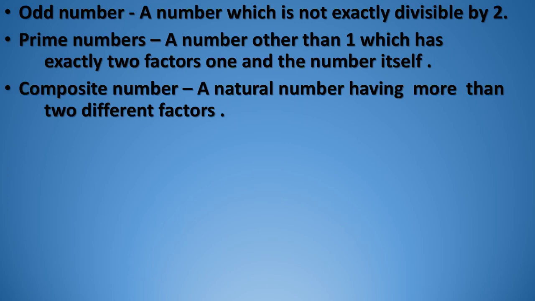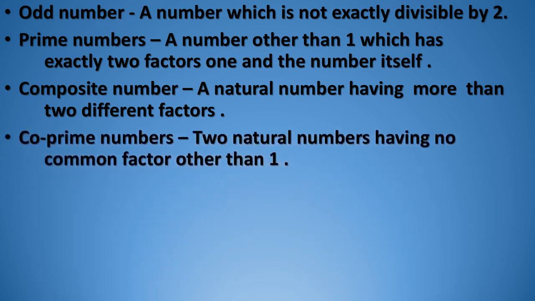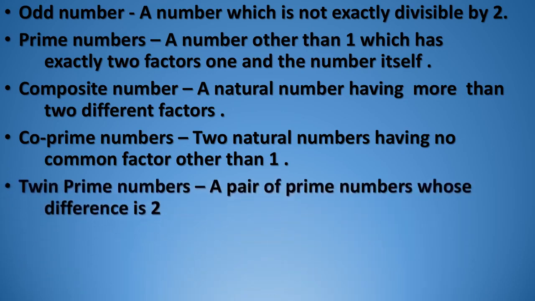Co-prime numbers. Two natural numbers having no common factor other than 1. Suppose we have two numbers and we have to check whether they are co-prime or not. How will we check? We will find out the factors of both the numbers. Then we will see which factors are common among these two. If the common factor is only 1, then we can say that the given two numbers are co-prime numbers.